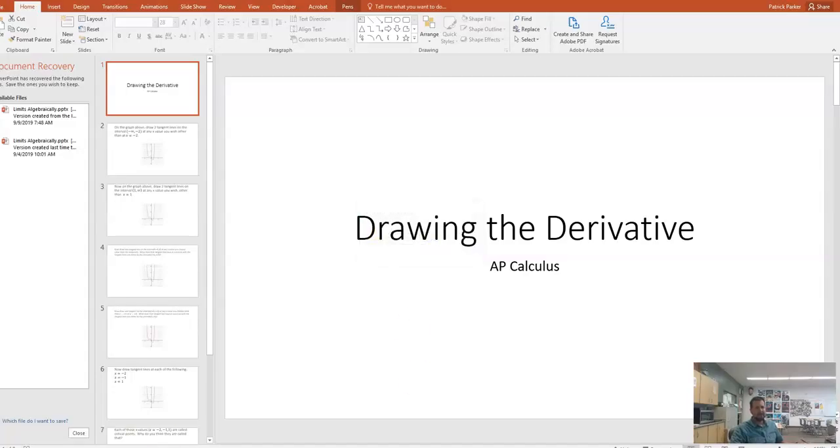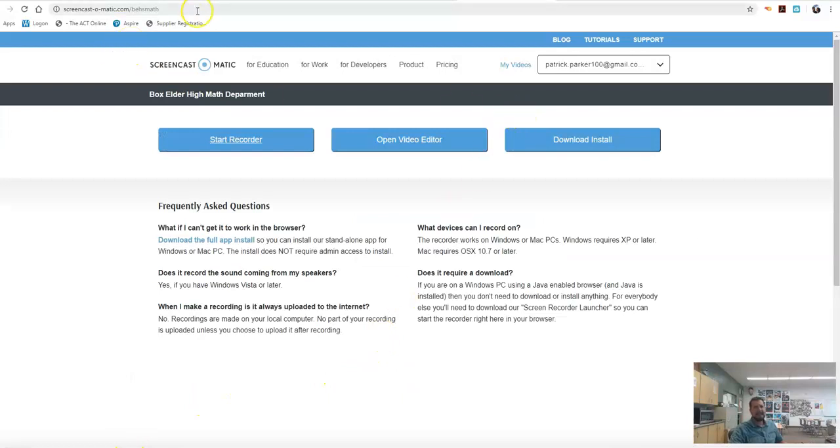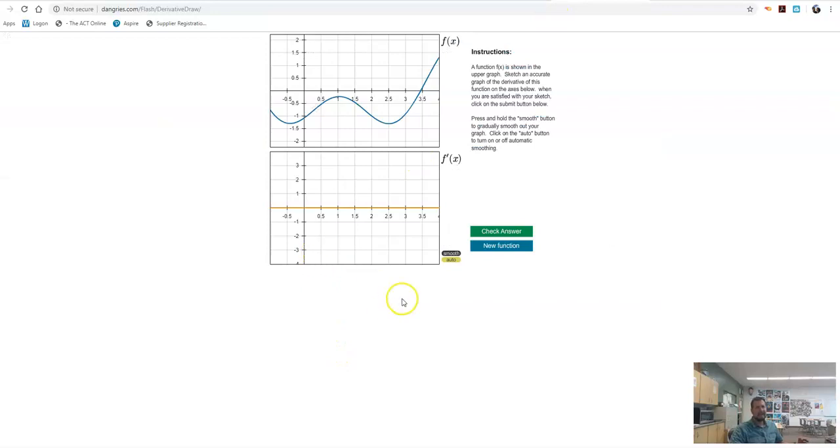And so in order to do that, you're going to go into Canvas, and from Canvas you are going to go into this section and you'll click on a link and it'll take you to a screen that looks like this. Okay, and you'll have to activate Flash on your computer. Now this is a program that allows you to draw the derivative. This function that is on top is our original function, and we are going to draw the derivative, and all you do is you take your mouse and you just click and you draw, and it'll draw whatever function you want.